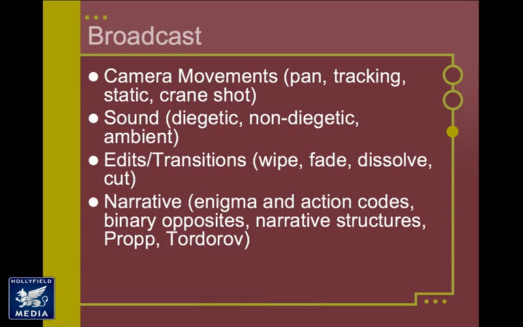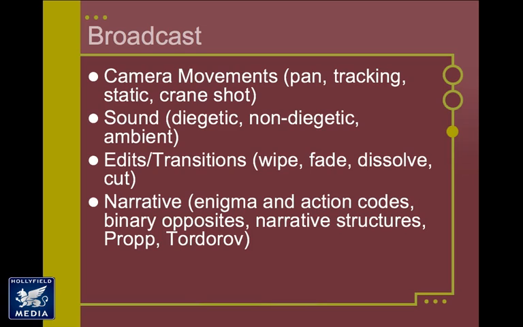You also need to talk about the narrative of the text. The enigma and action codes are the questions we're asking ourselves. Are there actions that have been included? Why have those actions been included? What are they trying to create? Binary opposites: are there old versus young, police versus criminal, any binary opposites?